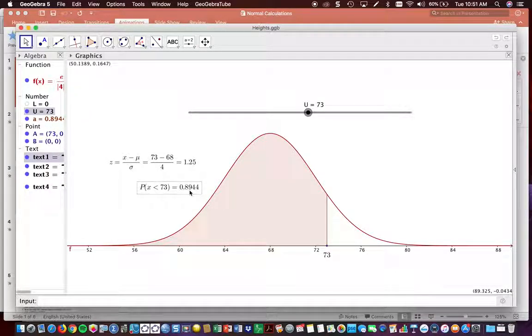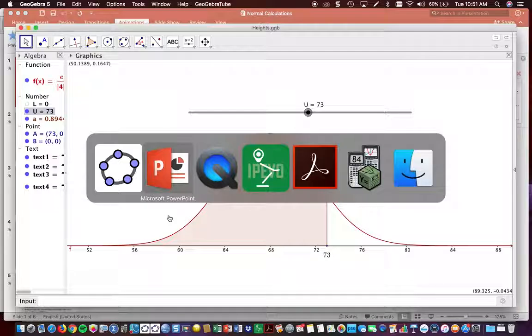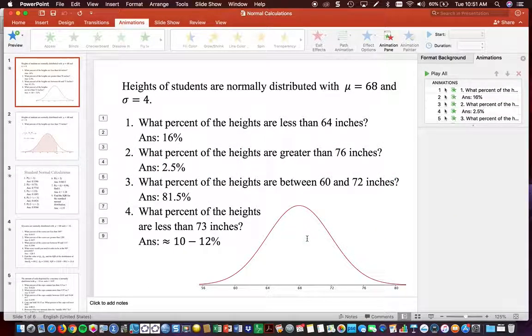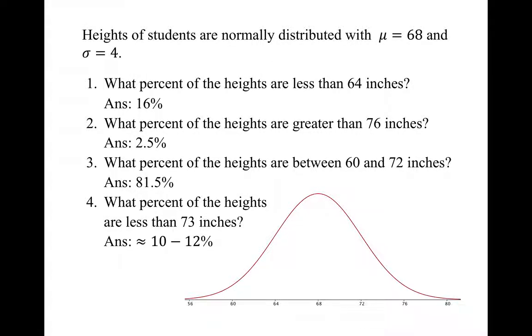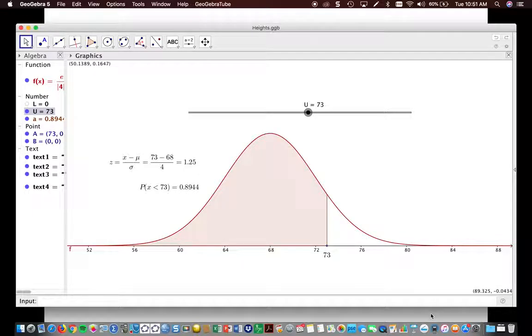The program is doing calculus to find this probability. We're not going to worry too much about how it's calculated at this point, but we do want to be able to come up with this answer of 89.44%. So let's go back and pick up this PowerPoint again and go over that question. That shouldn't say 10%, that's a typo. It should be about the answer on that previous page, which was about 89.44%.